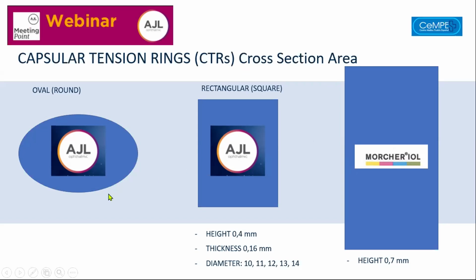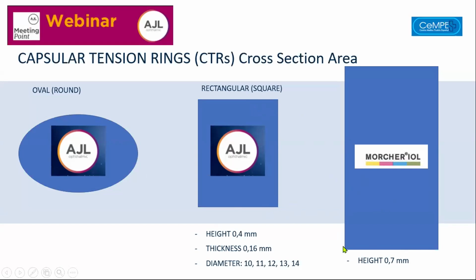You've got the round ones, which are not really round, they are oval. These are the regular ones, the capsular tension rings, the CTRs known by almost everyone. And then we've got what we call the square edge, or square cross-section, capsular tension rings, which are not really square, it's rectangular. And you can find this cross-section from AGL and from Morcher. I don't know if you see my pointing arrow.